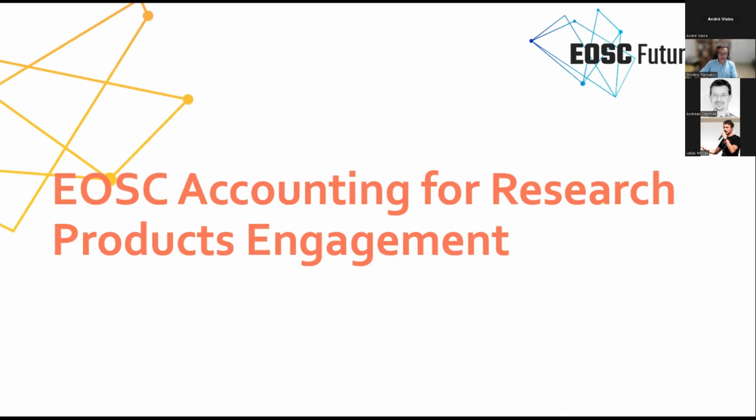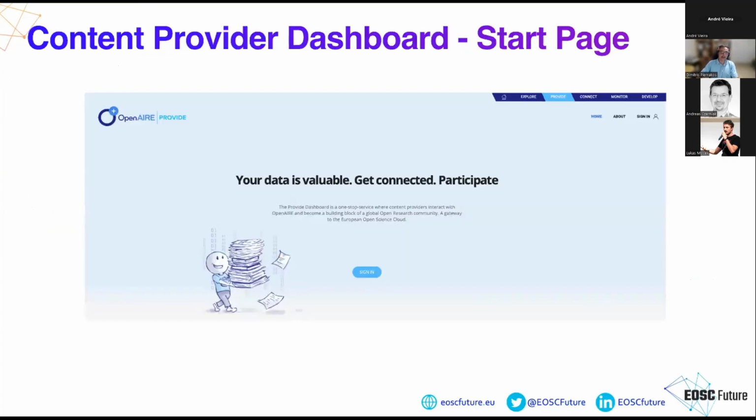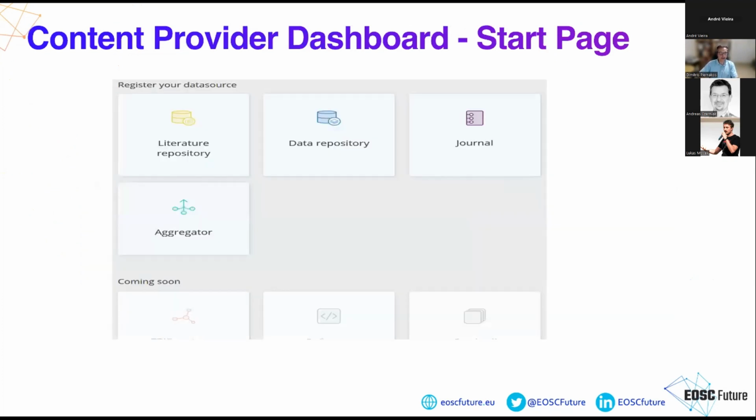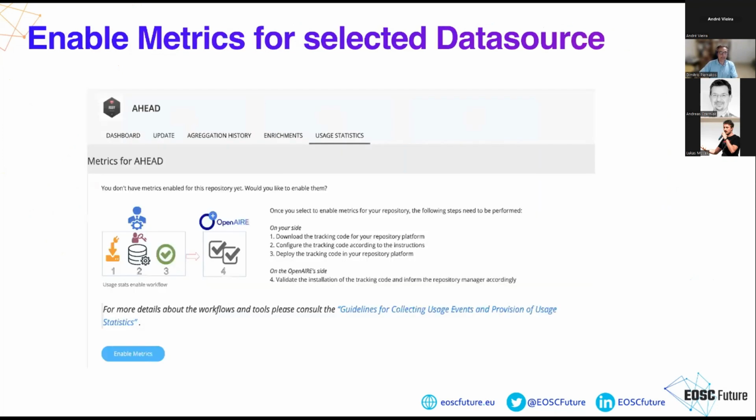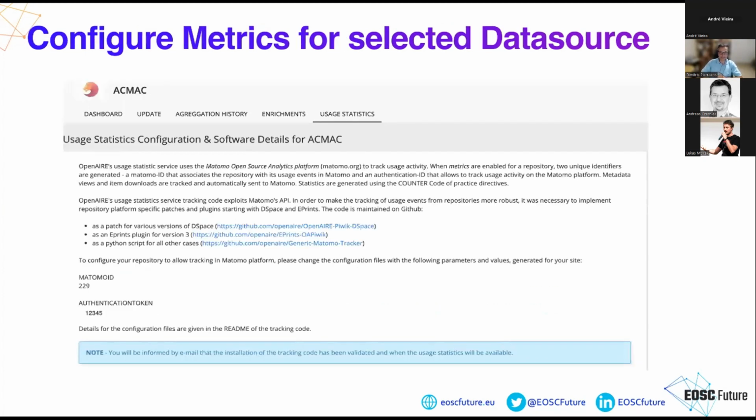So how can you participate? How can you join the service? First, you have to visit the OpenAIRE Providers Portal and register your repository, as Andreas showed. Then you have the option to enable metrics for the selected data source from this page. On your side, you have to download the tracking code for your platform, configure it according to the instructions, and then deploy the tracking code in your data source software. From our side, we will validate the installation of the tracking code and inform your manager accordingly.